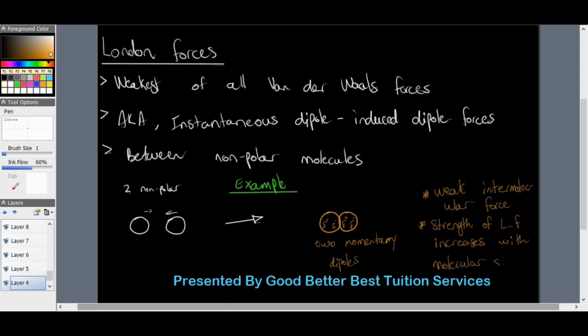One of the key things with London forces to remember, and to separate them in your mind from all the other forces you have learned, is that when these instantaneous dipole to induced dipole forces are formed, they do not last very long. They are but for a moment. If London forces increase with molecular size, this also results in boiling points increasing.